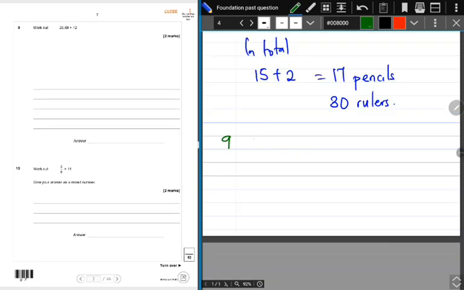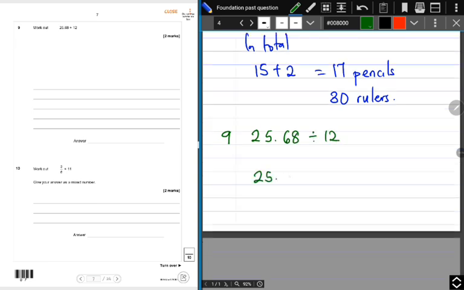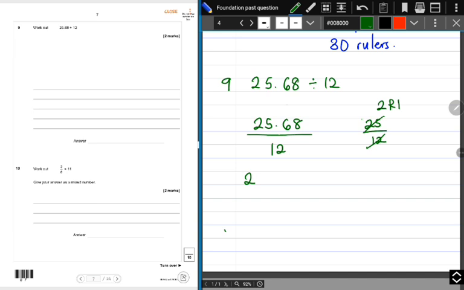We have to work out 25.68 divided by 12. Now let's write this way: 25.68 divided by 12. Let's break this down one by one. 25 divided by 12 is going to give us 2 remainder 1. So let's put down our 2. Now we have 1 left. We add the 1 to the 6, which gives us 16. So we'll do 16 divided by 12. That will be 1 remainder 4.